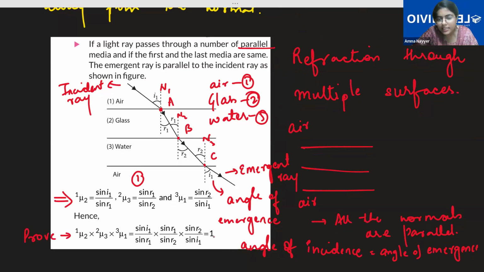Then you have to show all the steps. If a numerical comes, it will simply be based on Snell's law at every point. So Snell's law is important, which I'll discuss in total internal reflection. This is clear? Yes, ma'am. Please write it. Then we'll do one formula. Yes, ma'am.